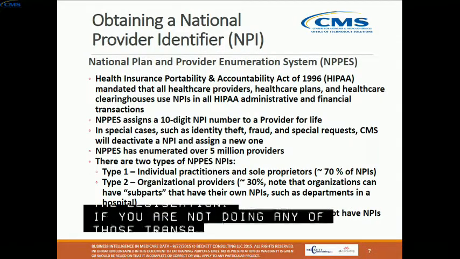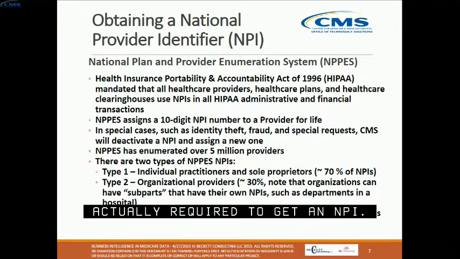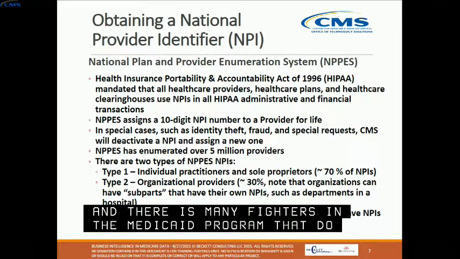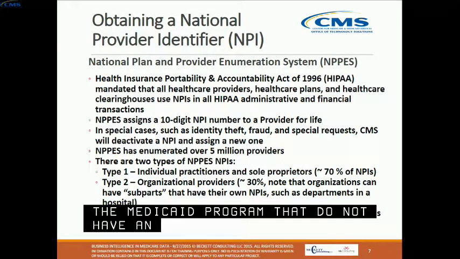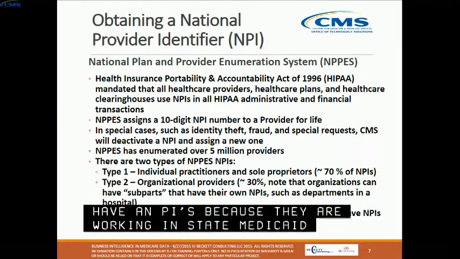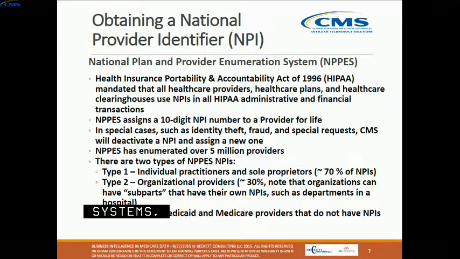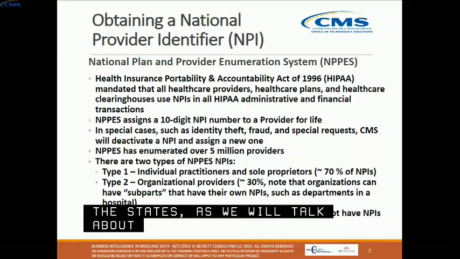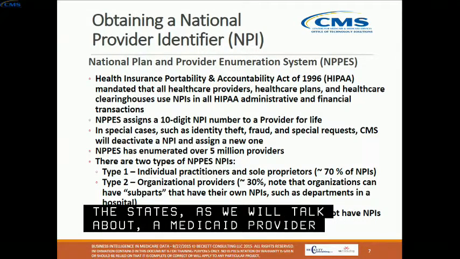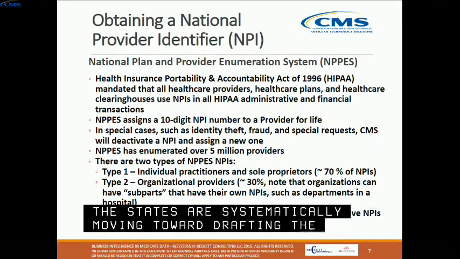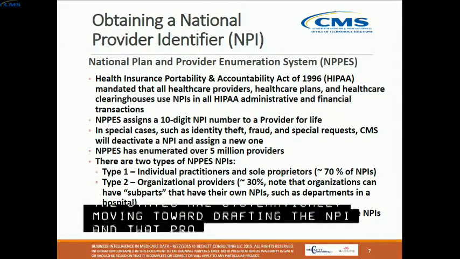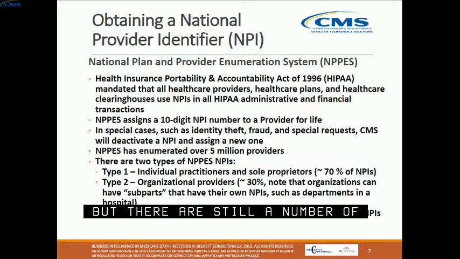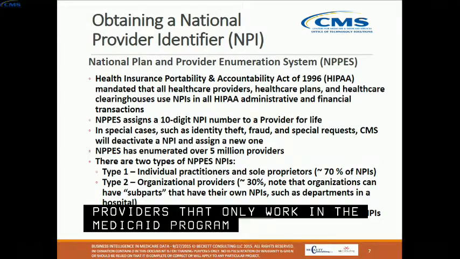And there are many providers in the Medicaid program that do not have NPIs because they're only working in state Medicaid systems or in CHIP systems. Now, the states, as we will talk about when we get to the Medicaid provider area, are systematically moving toward adopting the NPI, and that process is maturing. But there's still a number of states that do not require their providers that only work in the Medicaid CHIP program to have an NPI. Got it. Okay. All right, let's move on.